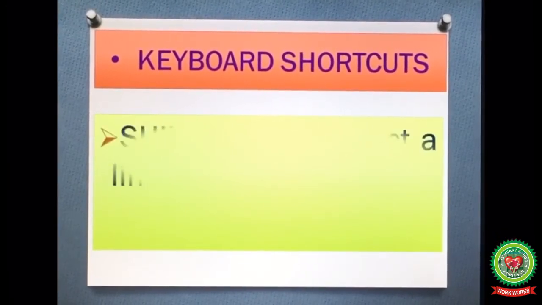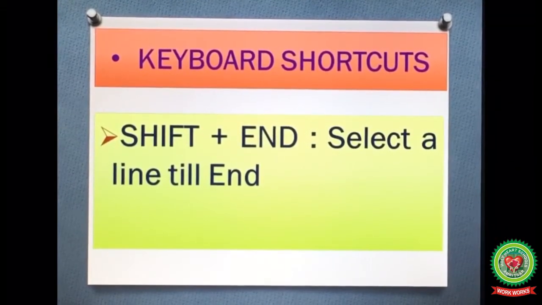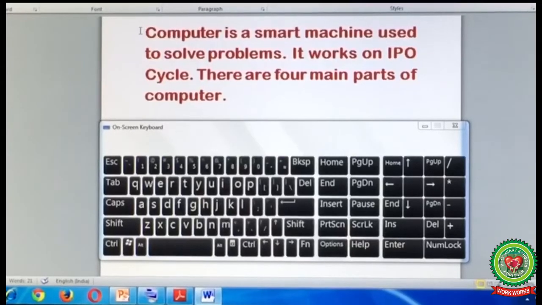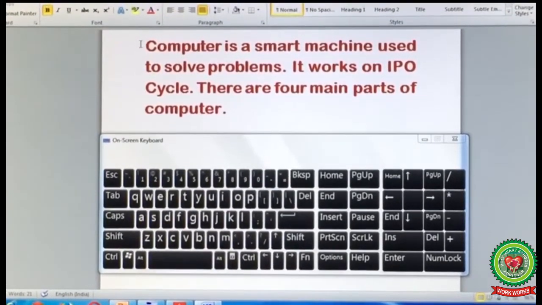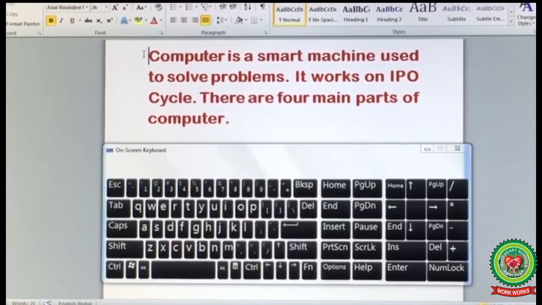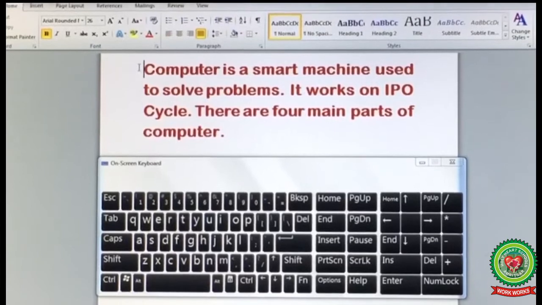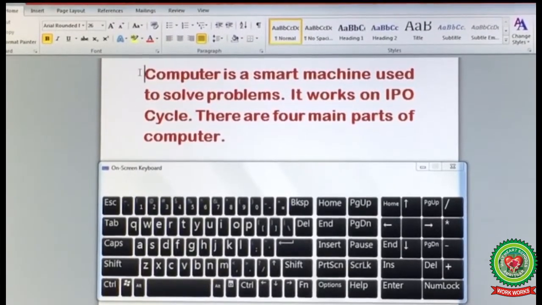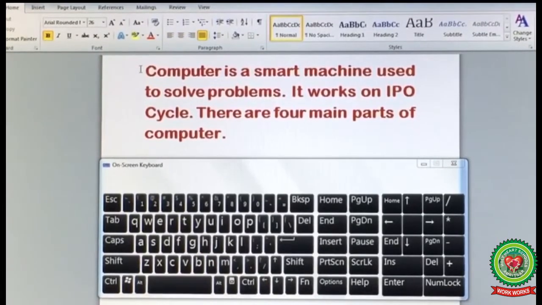First keyboard shortcut is Shift plus End. Here I have typed 4 lines in my document. Now I am going to select these 4 lines one by one using Shift plus End key.